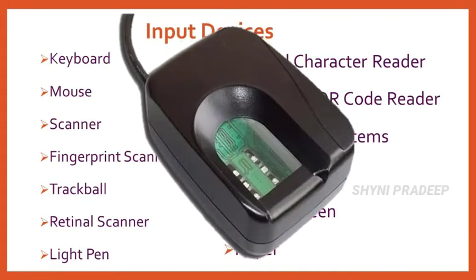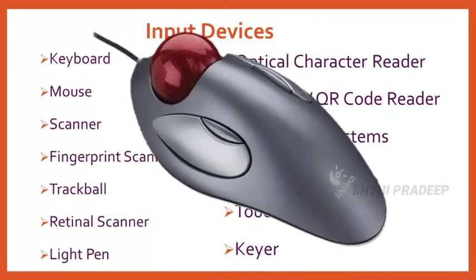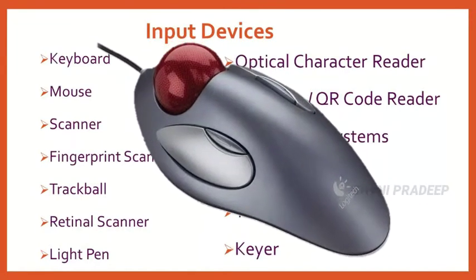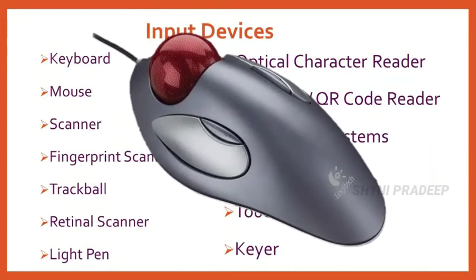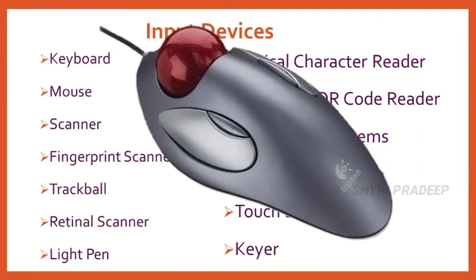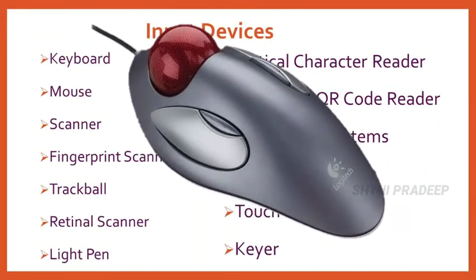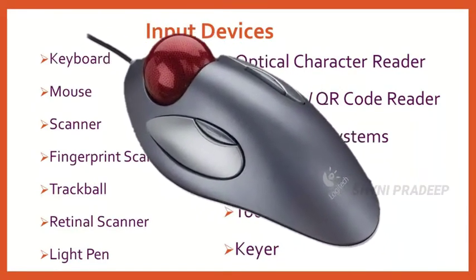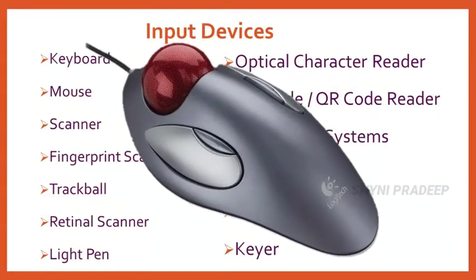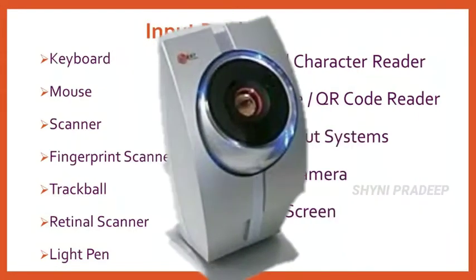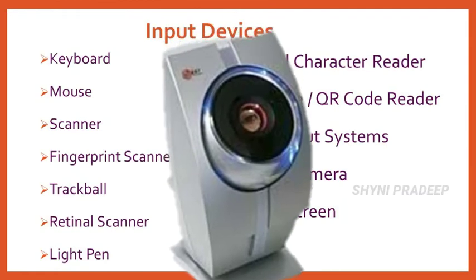Okay. And the next input device is trackball. It is similar to mouse. One ball is attached with it. The user moves the ball directly. You can move that ball in various directions to navigate the screen movements. Okay. And next, retinal scanner. It is nothing but it is a scanner.